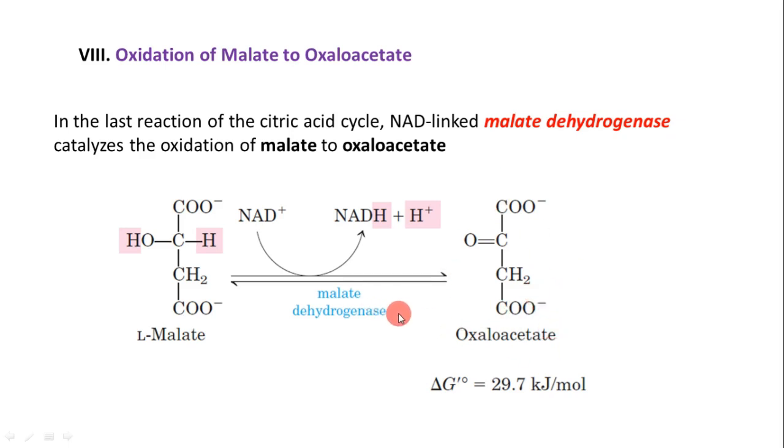Malate dehydrogenase is the enzyme catalyzing the reaction. Delta G0 for this reaction is 29.7 kilojoule per mole. So in this way the oxaloacetate is regenerated. In the first step of the Kreb cycle, we utilized one oxaloacetate to form citric acid. That oxaloacetate is now regenerated at the end of the Kreb cycle.